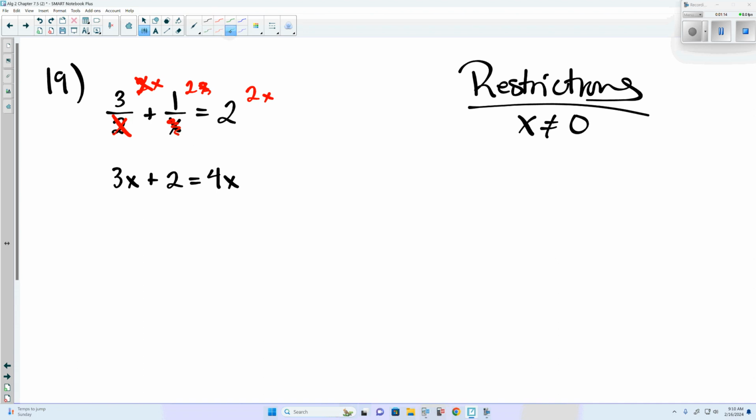Now, since we don't have x squared, x to a power other than 1, we just need to get x by itself. So we would subtract 3x from both sides. 3x and 3x would cancel. 4 minus 3x is x. Equals 2. That's it.